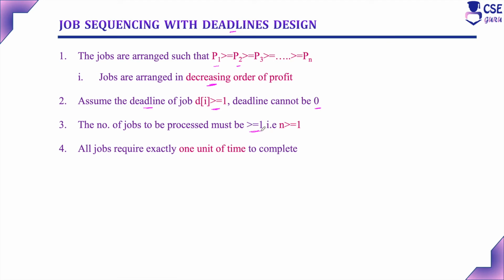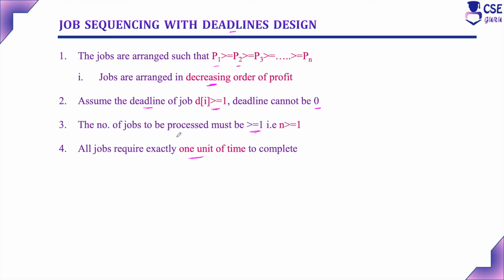That is, at least one job should be assigned to the machine for execution, or more than one job, not less than one job. All jobs require exactly 1 unit of time for completion. So if you are choosing any job and assigning it to the machine for execution, it has to execute for at least 1 unit of time. And if it completes 1 unit of time, in the sense, consider that particular job completed. So exactly 1 unit of time is required for each job to complete its execution.